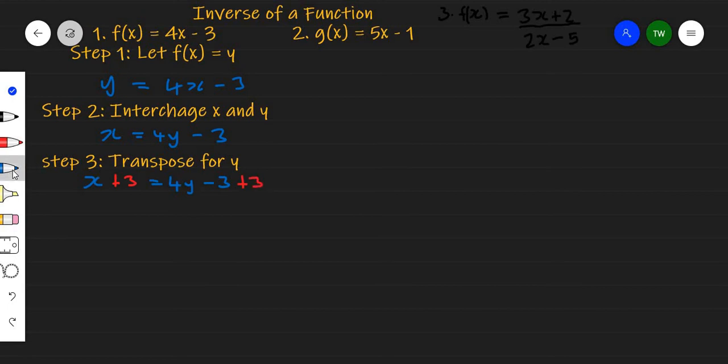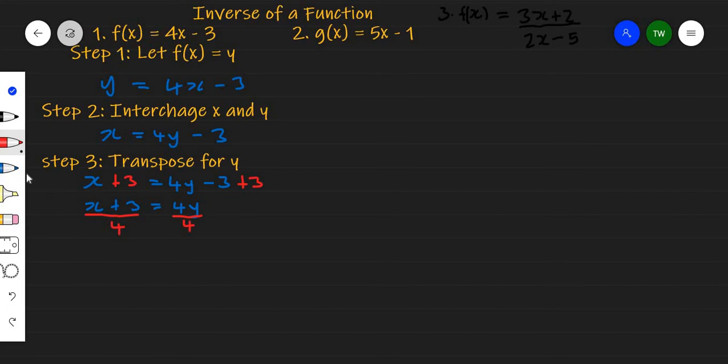Now, what I'm left with on this side is just x plus 3 is equal to minus 3 plus 3, that's 0. So what I'm left with here is just 4y. Now I want to get rid of this 4, so what I'm going to do is divide both sides by 4. So I'm going to divide this side by 4 and also this side by 4.